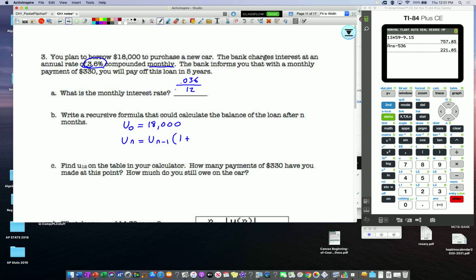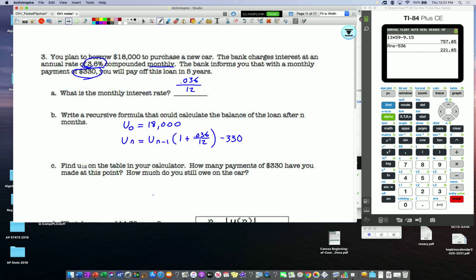So 1 plus this interest, 0.036 divided by 12. However, I'm going to make monthly payments of $330 to help pay off the car. They told me I'm going to pay this car off in roughly 5 years, in about 60 months. So here it says find u sub 12 on your table in your calculator.